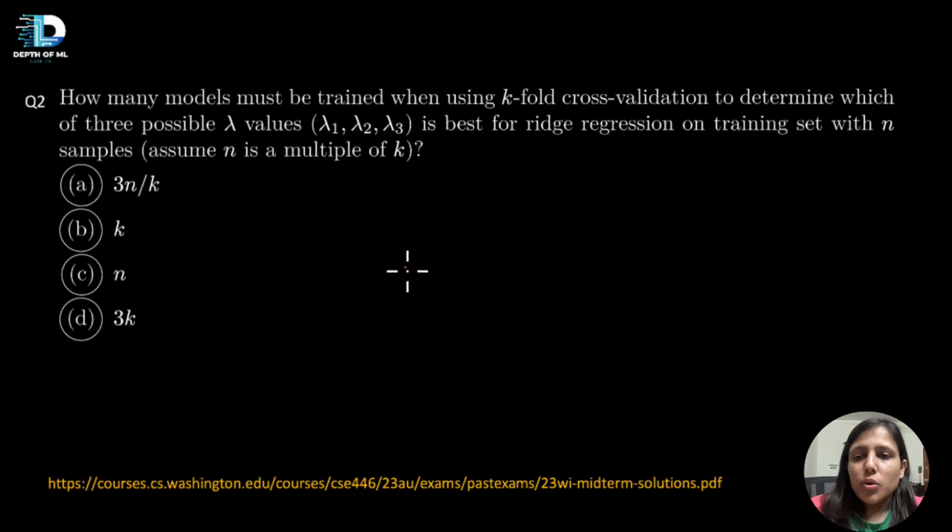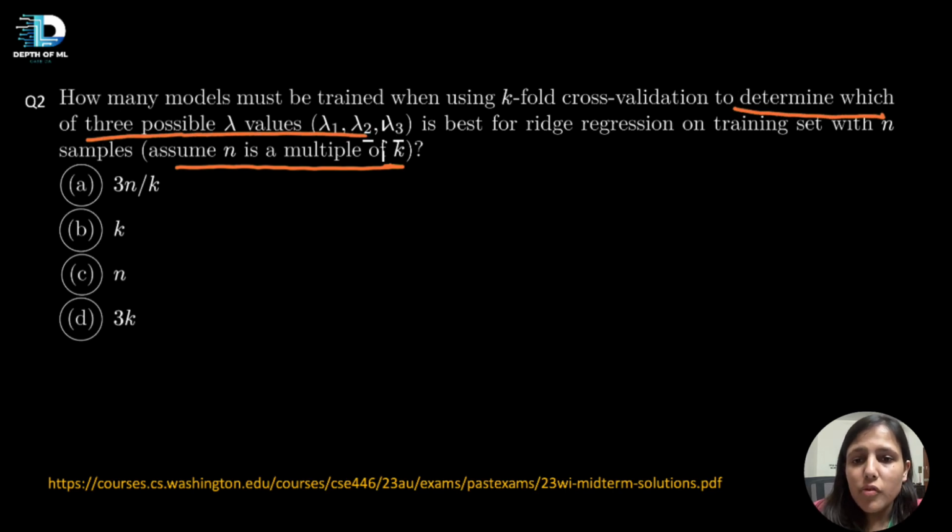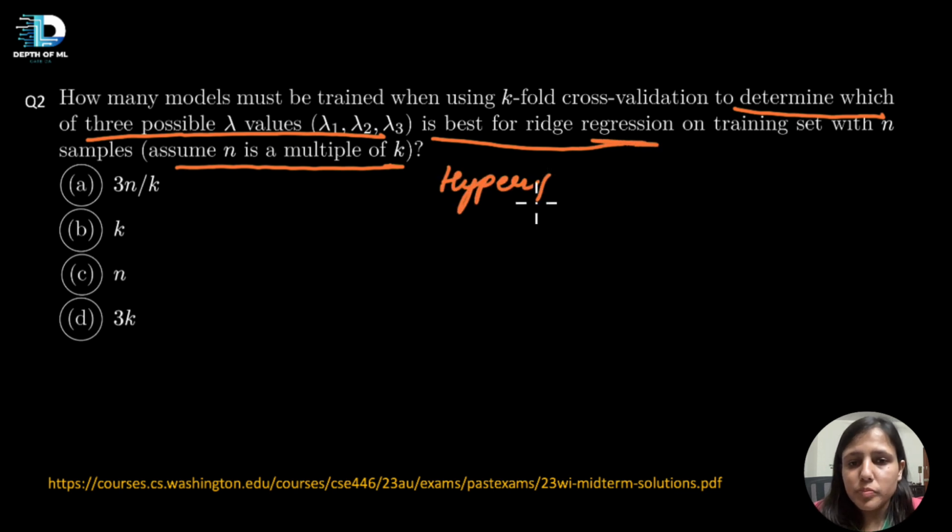Okay, so how many models must be trained when using k-fold cross validation to determine which of the three possible lambda values is best for ridge regression on a training set with n samples? And you have to assume that n is a multiple of k. Okay, so what is this setup? They are saying that they have to determine which of the three possible values of lambda for ridge regression is appropriate. So this is a case of hyperparameter tuning.